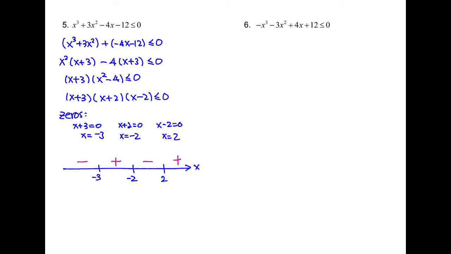After we have the positive and negative signs, let's look at our inequality again. We want our function to be smaller than or equal to 0. That means we want our function to be negative, and at the same time we want to include all the zeros. So it will be this region here and this region. Therefore, our solution will be x is an element of (-infinity, -3] union [-2, 2].